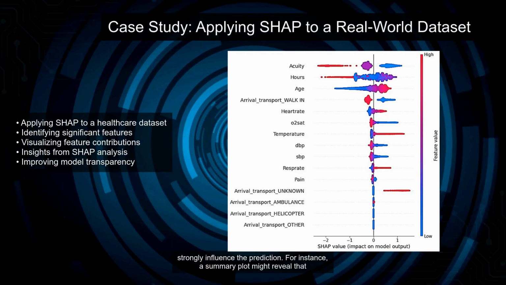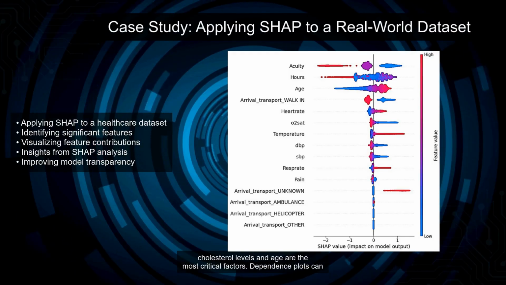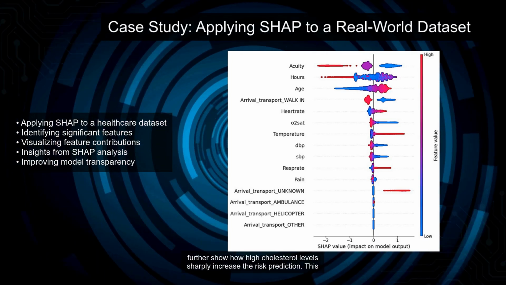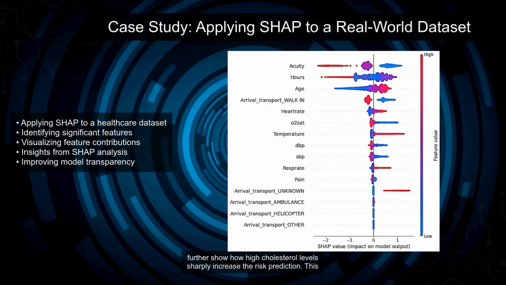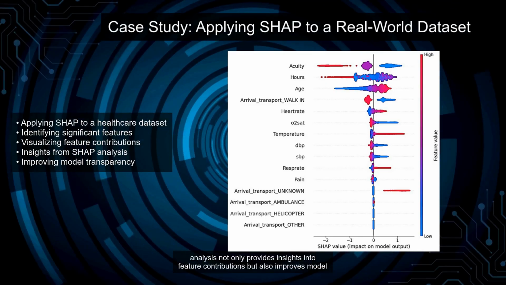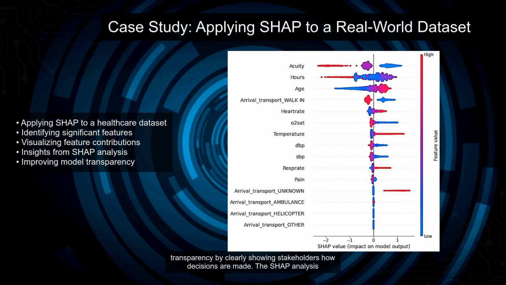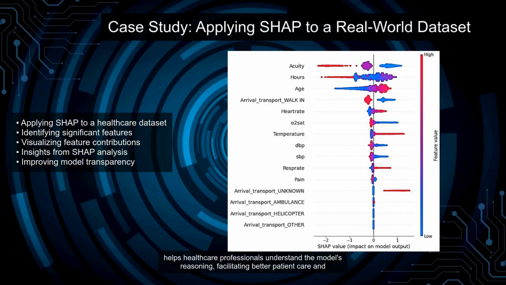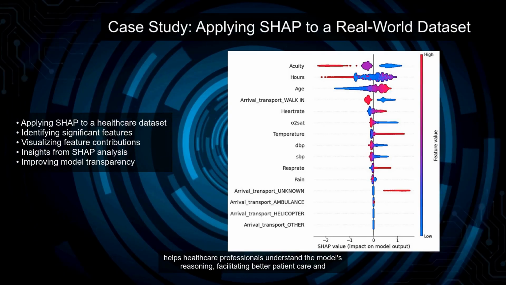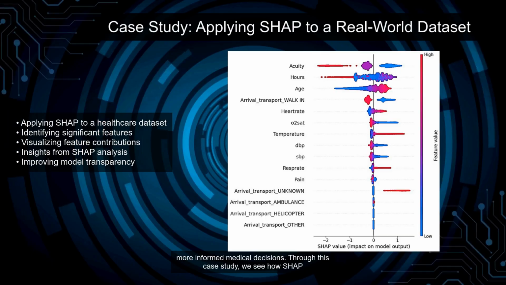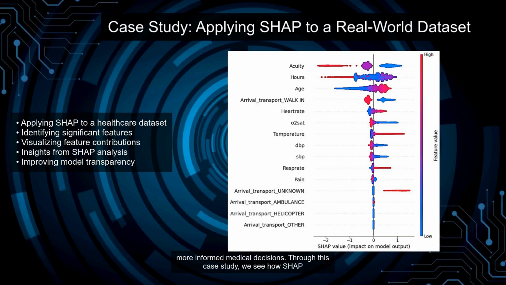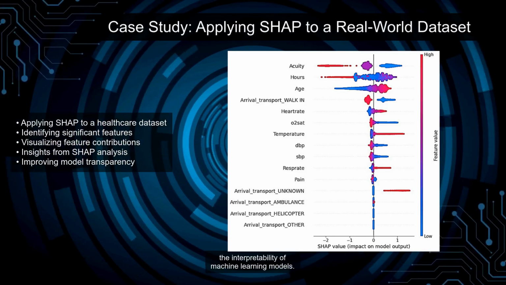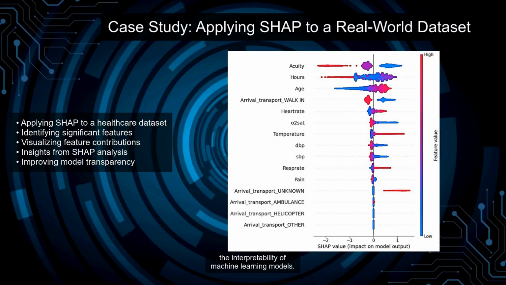For instance, a summary plot might reveal that cholesterol levels and age are the most critical factors. Dependence plots can further show how high cholesterol levels sharply increase the risk prediction. This analysis not only provides insights into feature contributions but also improves model transparency by clearly showing stakeholders how decisions are made. The SHAP analysis helps healthcare professionals understand the model's reasoning, facilitating better patient care and more informed medical decisions. Through this case study, we see how SHAP values can be applied to real-world situations, offering actionable insights and enhancing the interpretability of machine learning models.